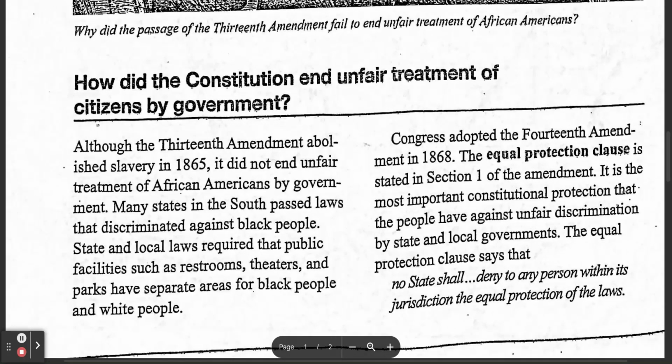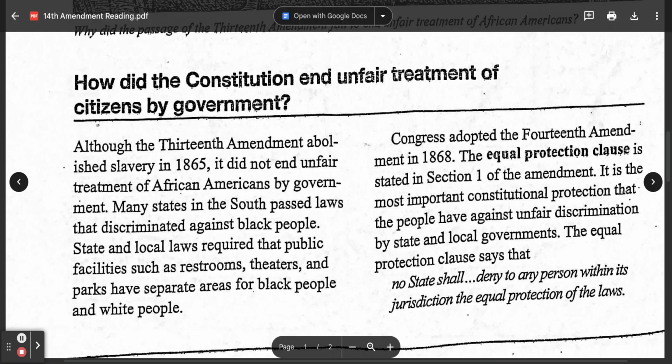I'm going to read the reading that goes with the note sheet entitled The Constitution and the Right to Equal Protection. How did the Constitution end unfair treatment of citizens by government? Although the 13th Amendment abolished slavery in 1865, it did not end unfair treatment of African Americans by government. Many states in the South passed laws that discriminated against Black people. State and local laws required that public facilities such as restrooms, theaters, and parks have separate areas for Black people and white people. Congress adopted the 14th Amendment in 1868.